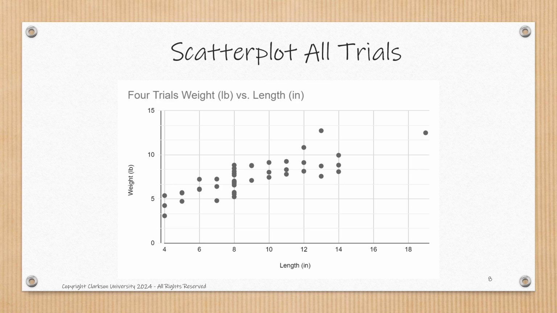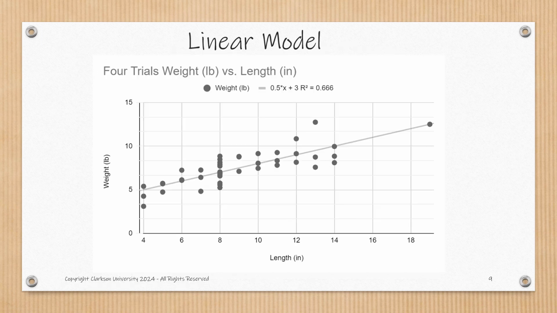We again put all of our data into a single scatter plot of weight versus length, and we generally saw that there was a positive linear trend as we'd seen in the previous regression analysis. In fact, when we add the trend line to the data, we can see with the equation at the top the slope of 0.5 next to the variable x and the intercept of 3, also with an R-squared of 0.66 or 0.67.